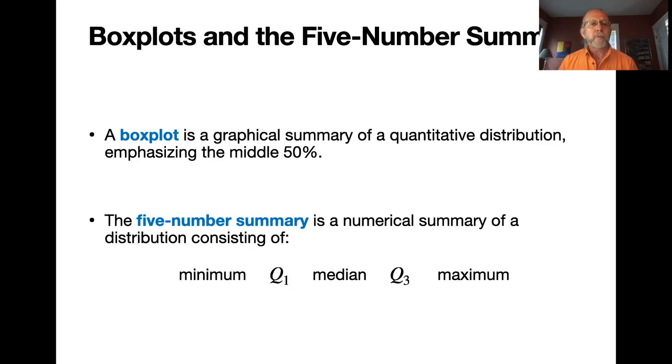A box plot is a graphical summary of a quantitative distribution that emphasizes the middle 50%, but it also shows the data outside the middle 50%, and in fact, it identifies the outlier or outliers in the data set if there are any. The 5-number summary is a related numerical summary that consists of, you guessed it, 5 numbers: the minimum value in the data, the first quartile, the median, the third quartile, and the maximum value in the data set.